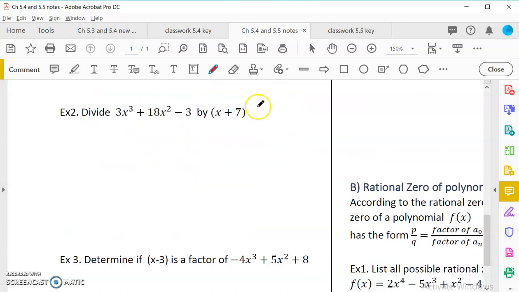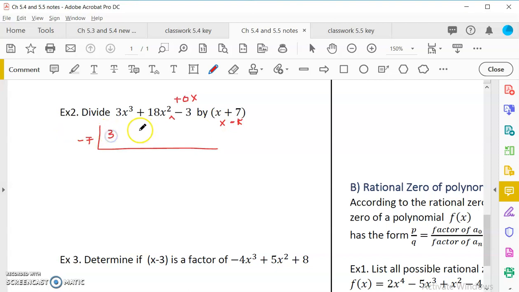3x cubed plus 18x squared minus 3. So you notice that there is an x term missing again. So you say plus 0x, right? So you write down the box. You put -7 because it's x minus k. And if you don't do minus, it becomes a -7.